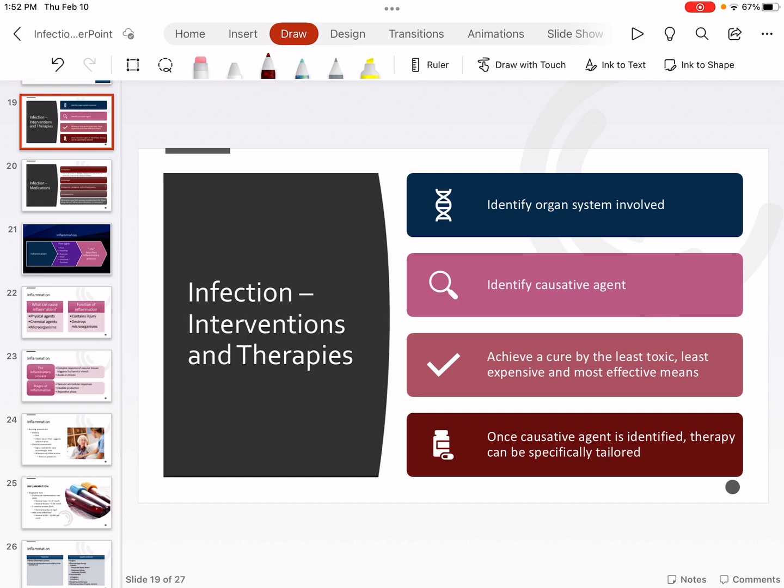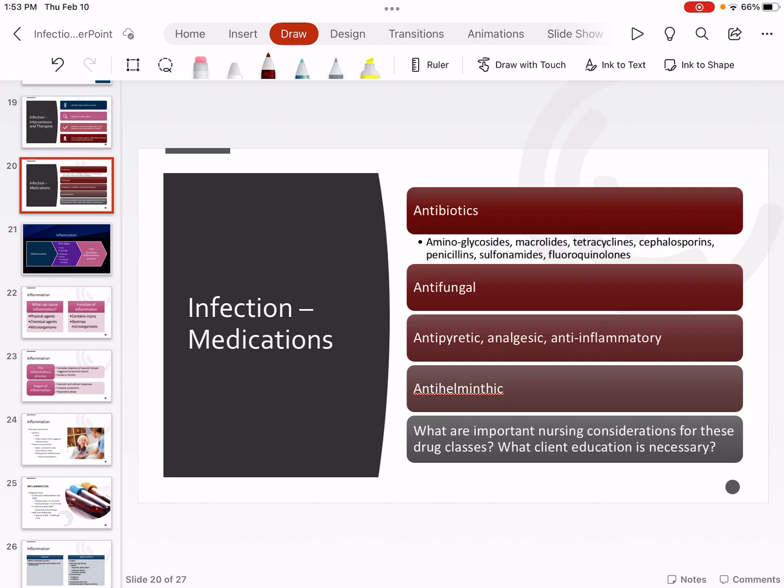And then there's airborne transmission, and that involves droplets or dust that remain in the air for periods of time and then are inhaled by the susceptible host.